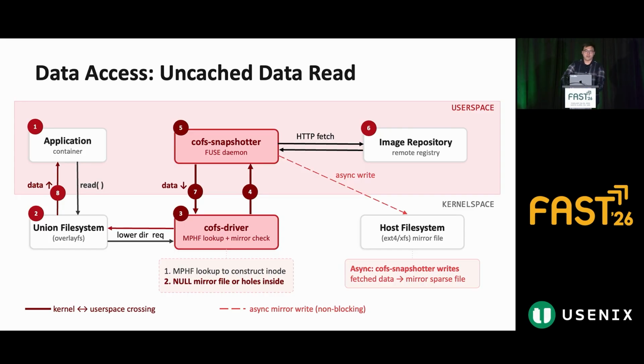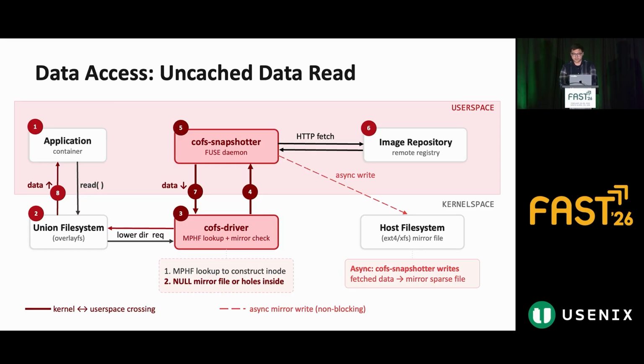Now, let's look at how CoFS handles data access after we know how to resolve an inode. When an application reads data that hasn't been downloaded yet, here's the flow. It's the uncached data read. The read request comes from the application, goes through the union file system and reaches the CoFS driver. The driver will check whether the mirror file pointer of the inode is none or not. If it's none, it will check whether a mirror file exists in the mirror directory.